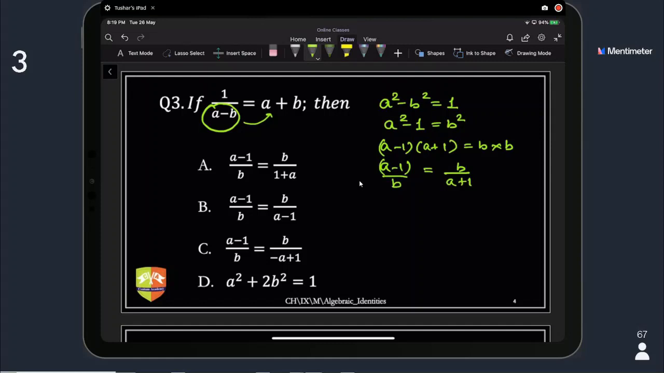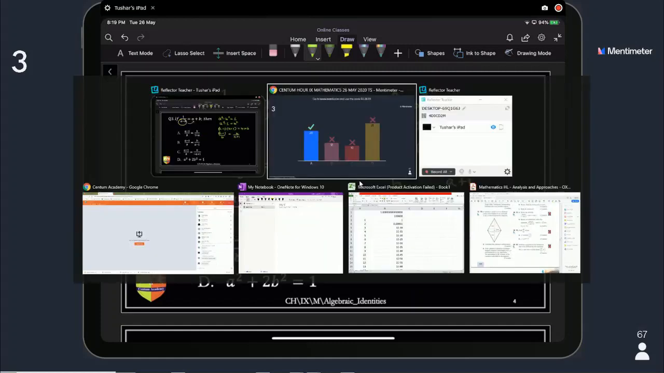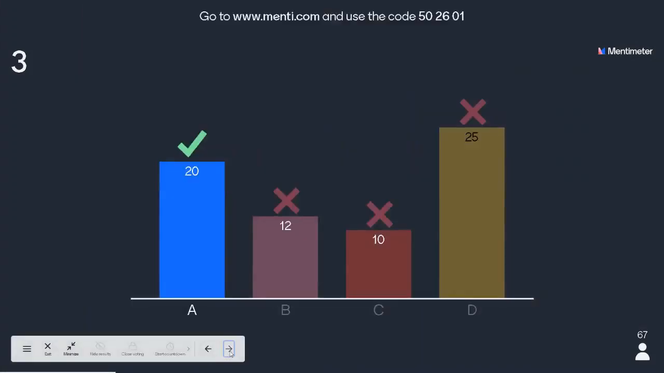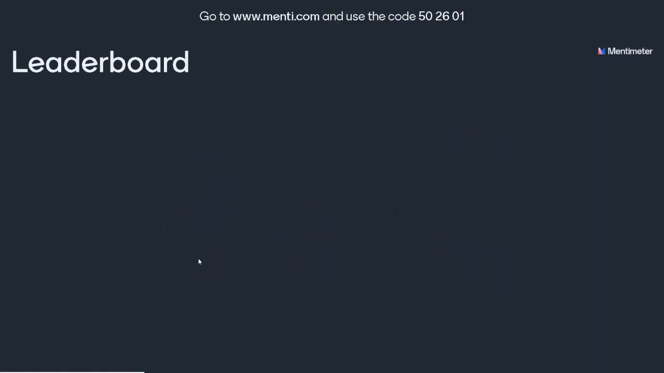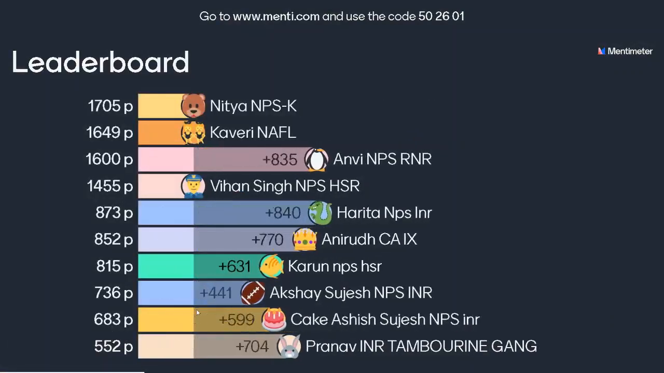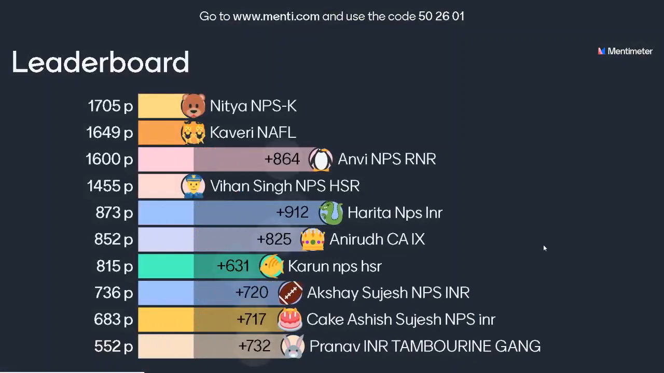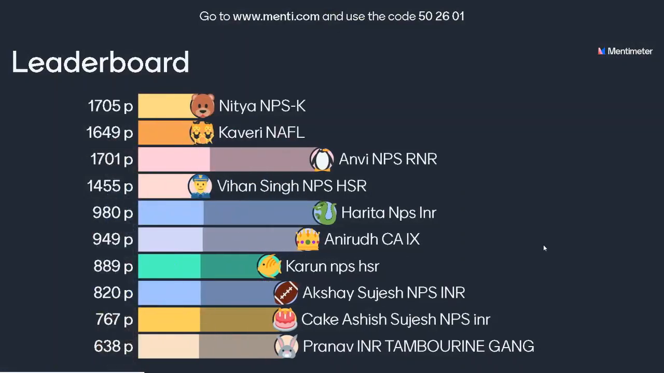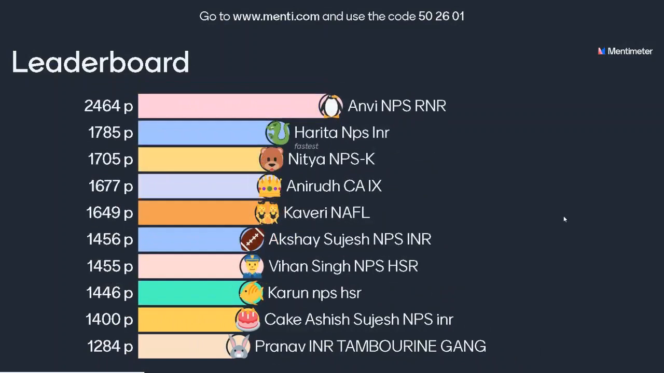Okay, let's move ahead and let's see who did well in this question. There are only 20 people who got it correct. Right, so slowly and slowly it will become part of your life, and then it becomes easy. So don't worry, you guys are facing this. That itself is a big thing. Anvi is on the first rank right now. Okay, let's go to the next question.